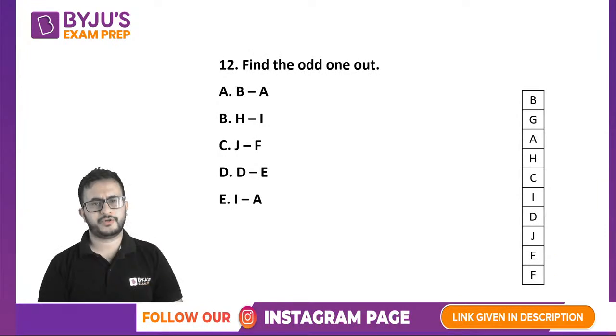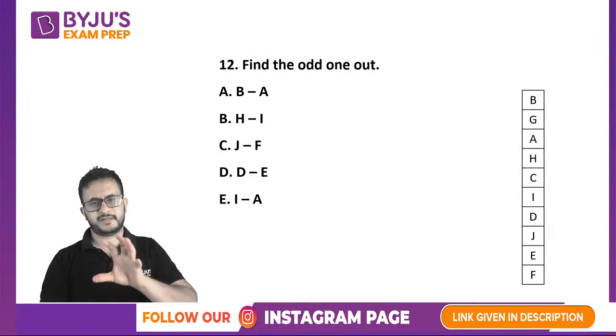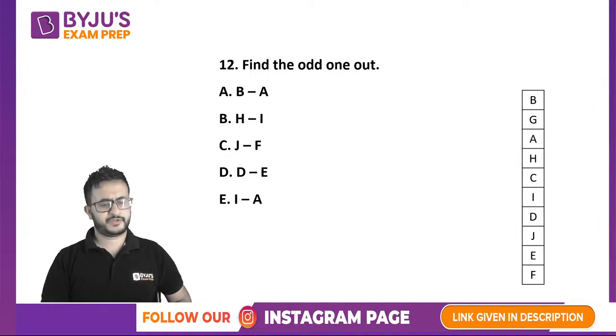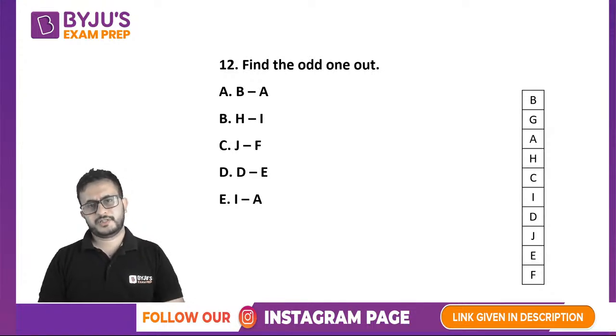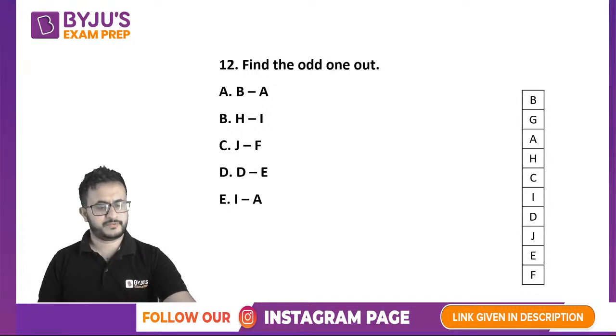Find the odd one out. So there is some relation which is the odd one out. Four of these options follow a pattern, but one does not follow. So you have to spot that one.